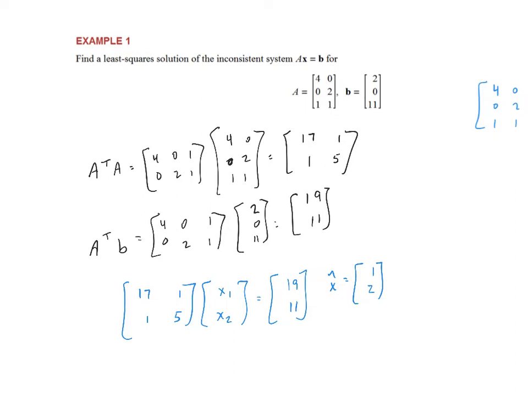Okay, that's it. Find the least square solution. There it is. X hat is called the least square solution. It is not the solution to this system because it's inconsistent, but it is as close as I can get to that vector B.